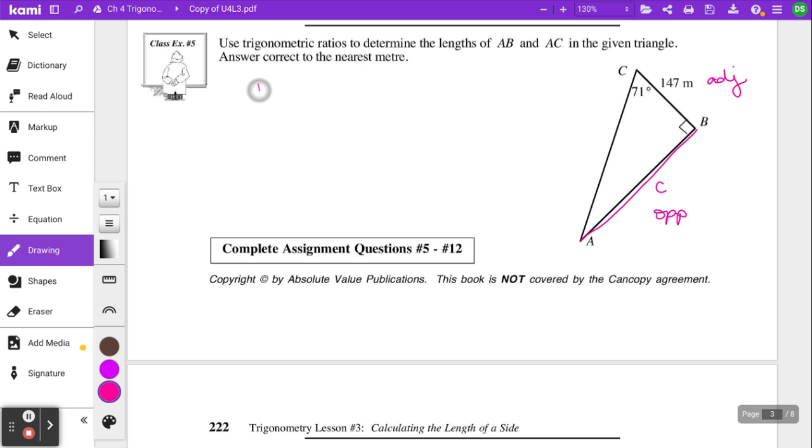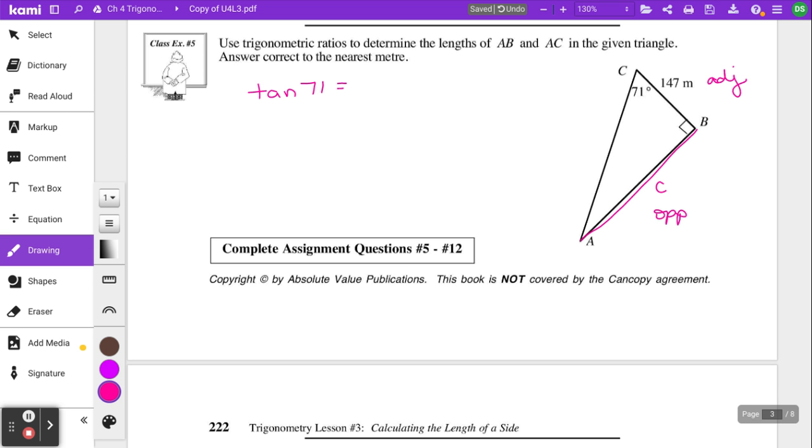Okay, let's go tangent. Tangent of what? What always follows the trig function? The angle. As soon as I write down tangent, what do I write down? The angle. Always. 71. Okay, so tangent of 71.